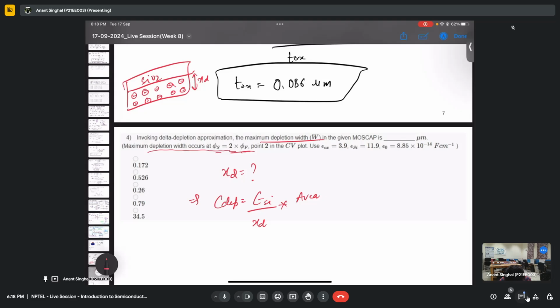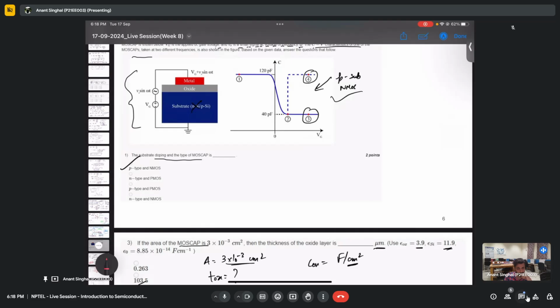So do we need to find this xd? We have this C depletion. So can anyone tell what will be the C depletion? This is good now. Let me check your concepts now. So what will be the C depletion? Can anyone tell? Think about it and then tell.